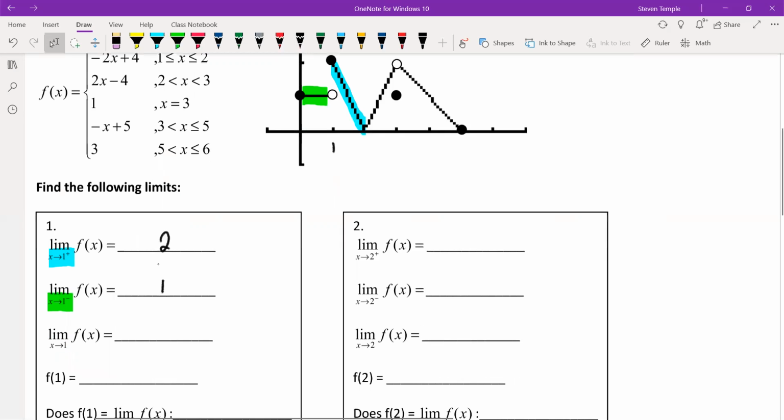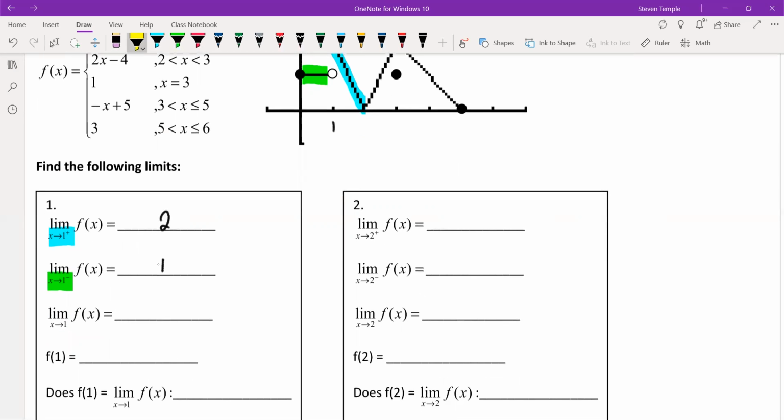Then I have this limit as x approaches 1. This is defining the limit itself. The first two, the right side and the left side, are individual, and now we can evaluate what the left side is saying and what the right side is saying, and they're not converging to the same y value. So that tells us that this limit does not exist. There's not a single y value that it's converging to.